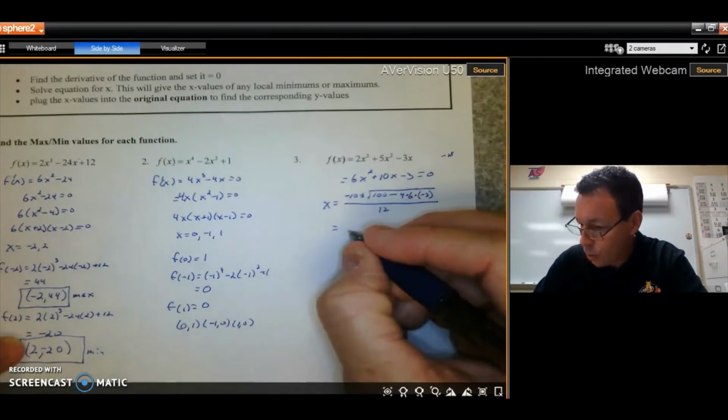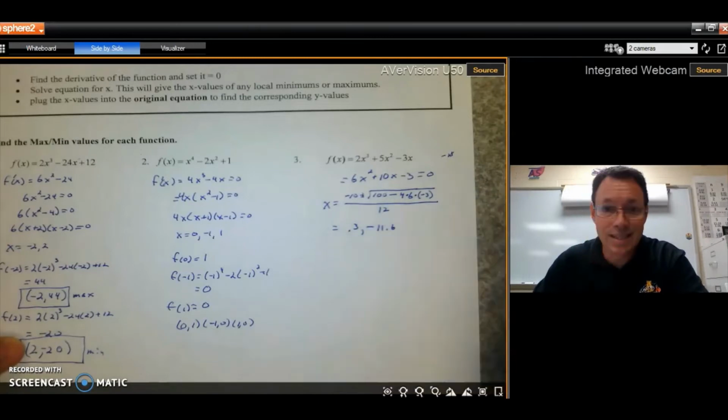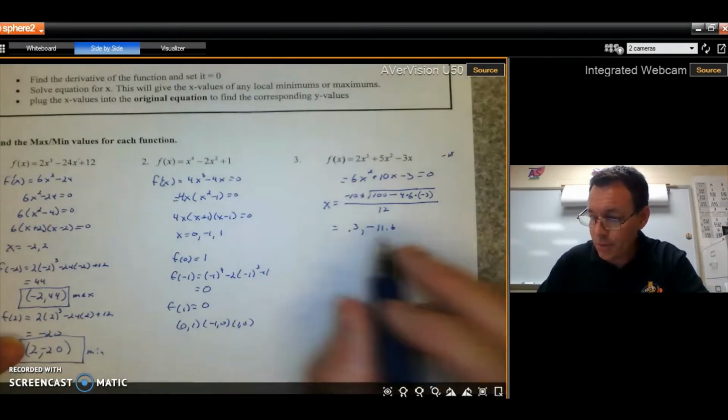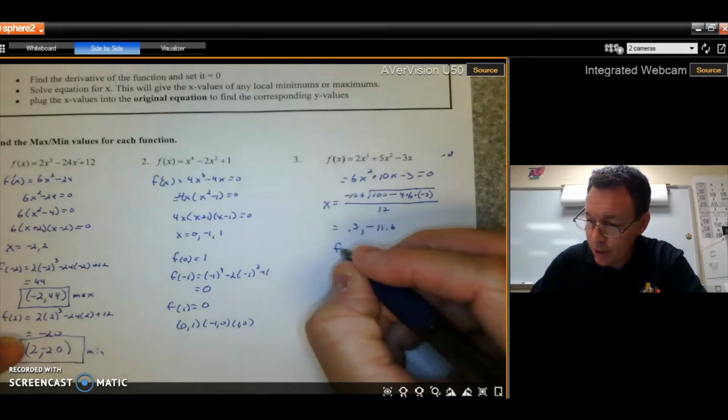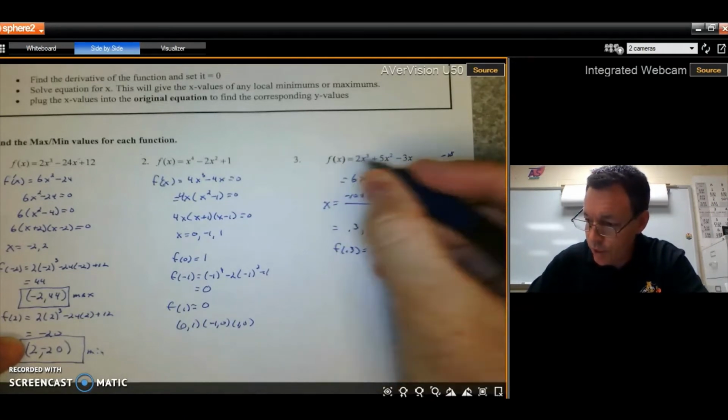So 0.3 and negative 11.6. That's what you get. Okay? Go ahead and round to like the 10th place. That'll be fine. Okay, so this is where we have our local minimums and maximums. So now we need to plug both of these numbers in to the original formula.